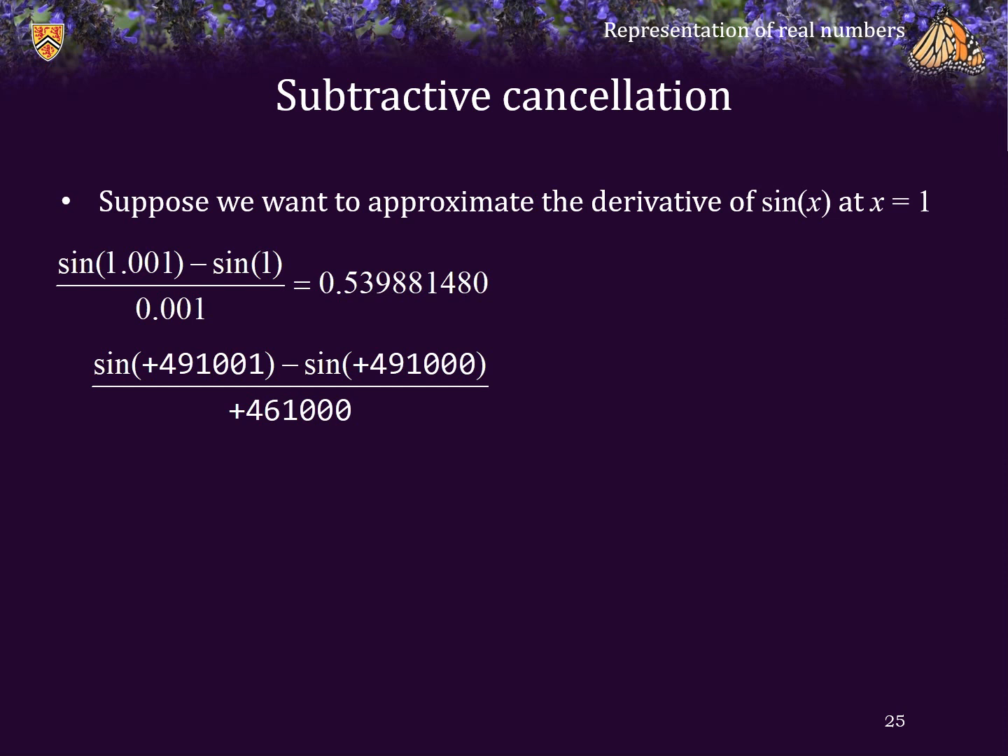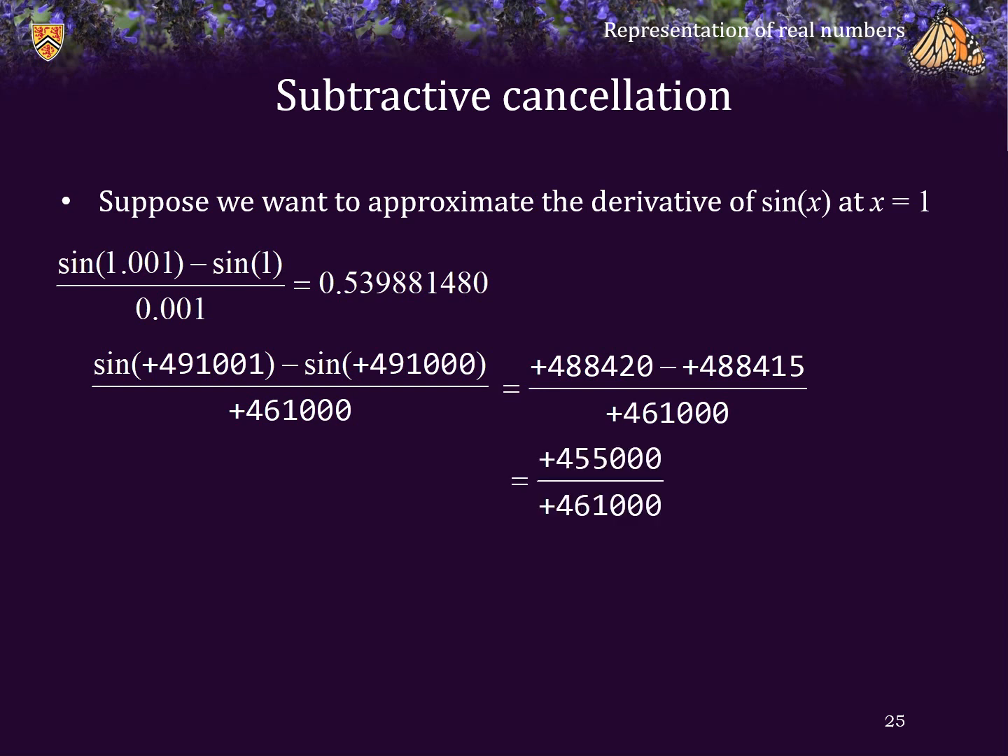Let's try to calculate this. So we calculate sine at our first value and sine at our second value, and there is the denominator, 0.001, in our floating point representation. Now, when we calculate sine at those two values, we can only store those values to 4 significant digits. So essentially, 0.8420 minus 0.8415. Calculating that difference, we get 0.0005 over 0.001. This works out to be 0.5 or 1/2.